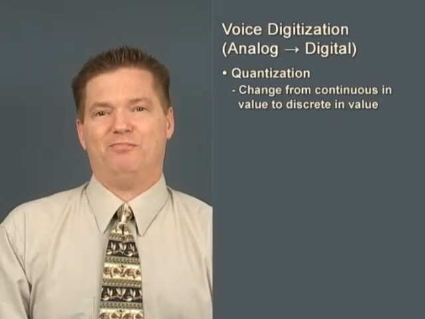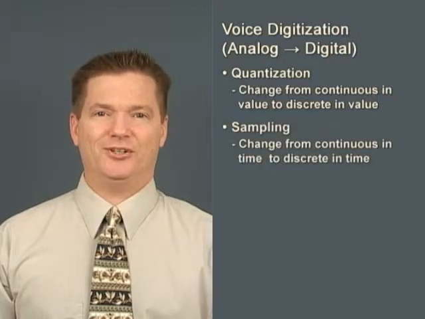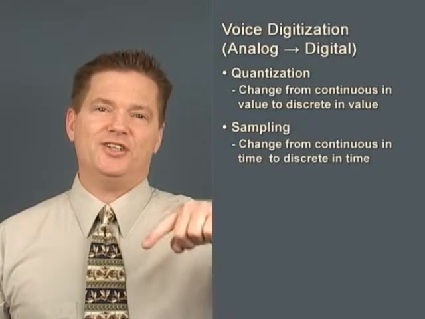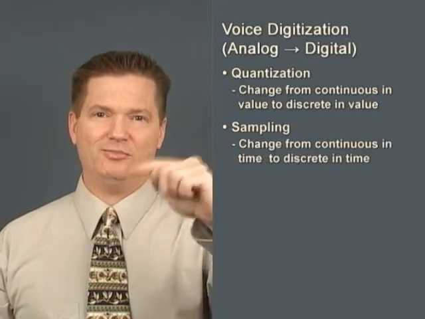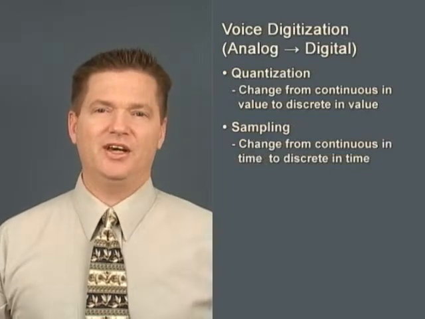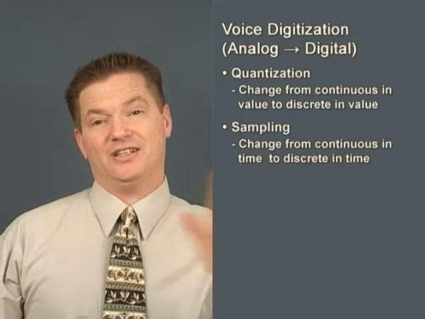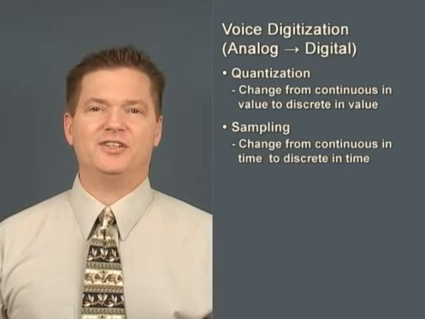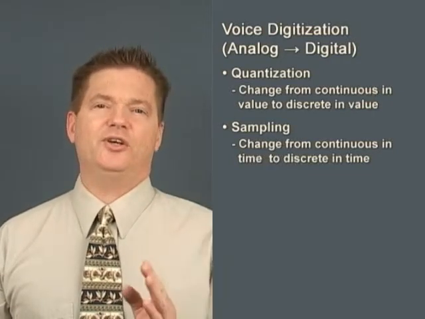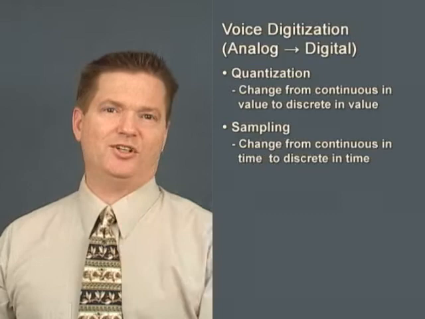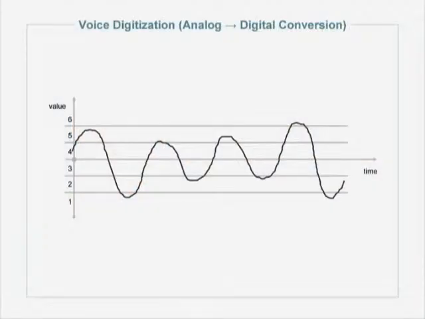The second step on this chart is sampling. Quantization changes the signal from being continuous in value to being discrete in value. Sampling is the same thing but in time. And the way that this works is like a clock. On a regular timed basis, we look at the signal and take a sample of its value. So at the first sampling time, we look and we see that the signal is sitting right here, which is within level 5, so we write down a 5.